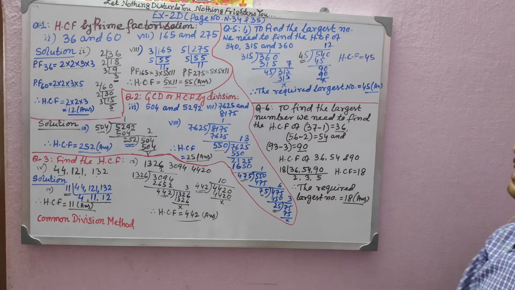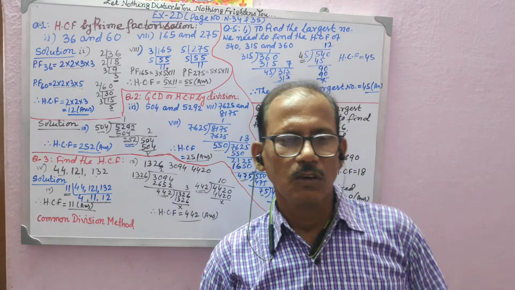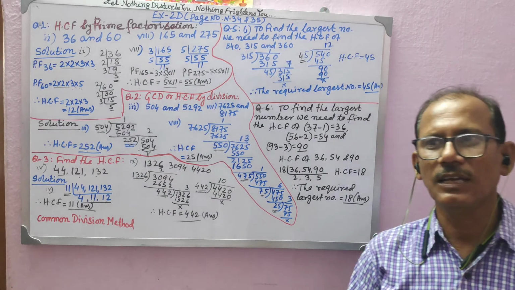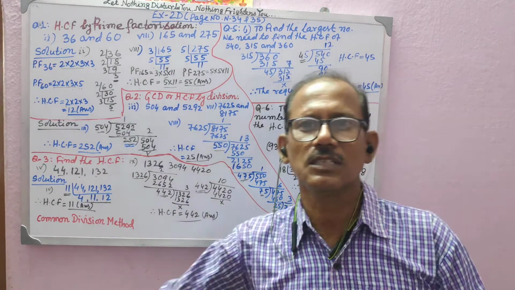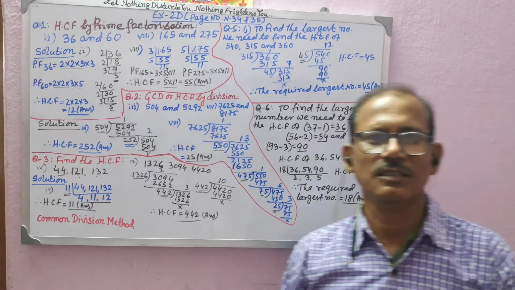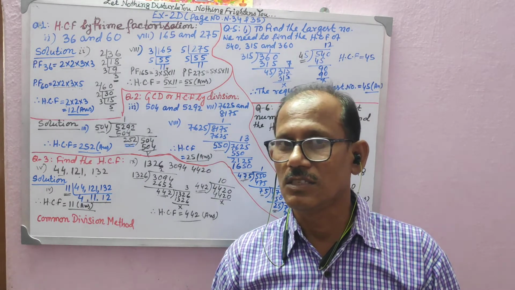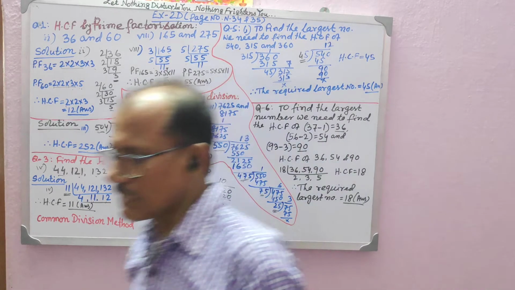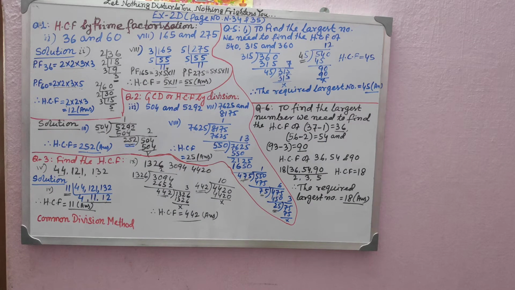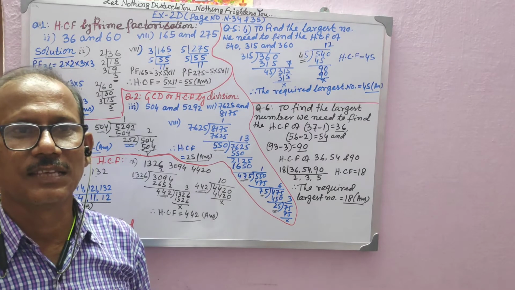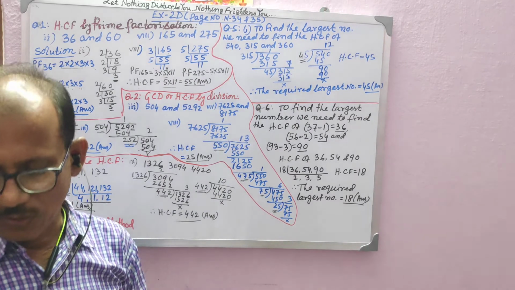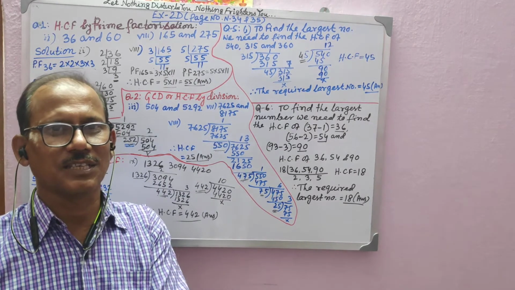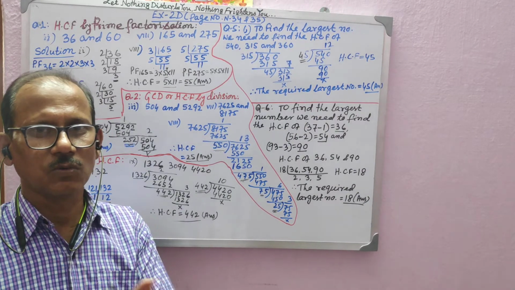See children, whenever you find a statement asking which number can divide all these given numbers, which is the largest number that can divide them, you will find the HCF. Or the statement may be different: which number has these common multiples, the largest number whose multiples are such and such.